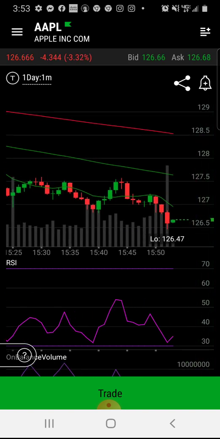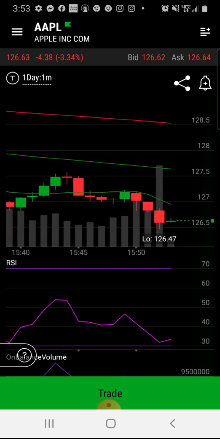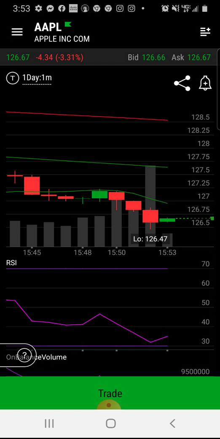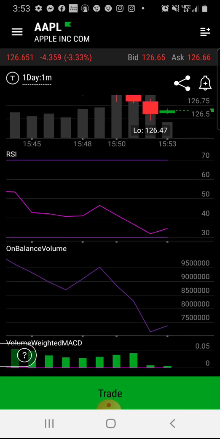Volume's picking up. You see that big bar? Still selling off. We're below 127 still. You see the volume is picking up. See that big gray bar, and our next candle is forming a green candle. So this is live. I'm recording this live. This is Apple trading right now, the end of the day.